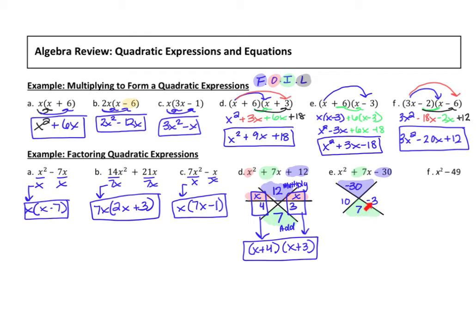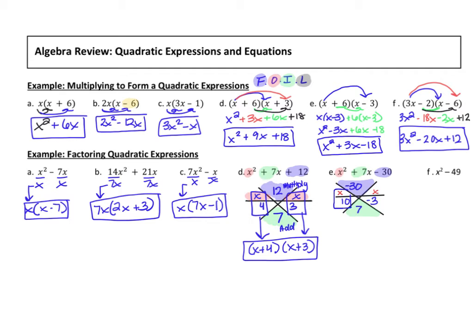Okay, so next we just draw the line that goes above the factors, and then we take the x squared term without the exponent, just the coefficient here, just the x, and we're going to write that above. So we have x and x.